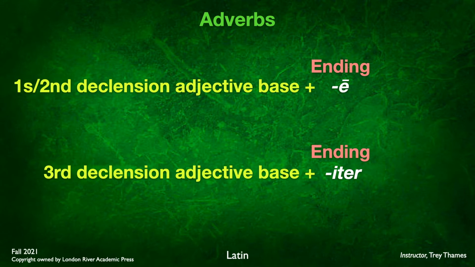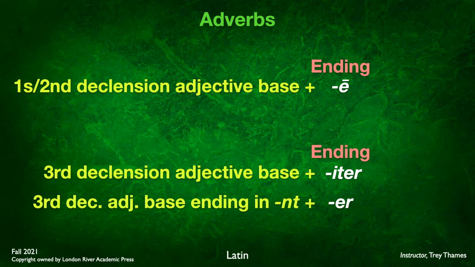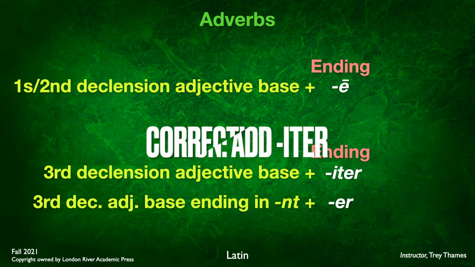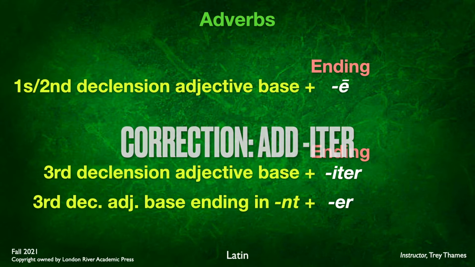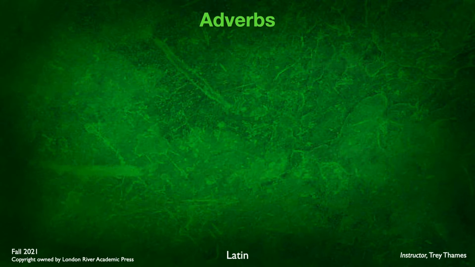Now for third declension adjectives, we're going to take the base and add -ter, T-E-R. Or if it's a third declension adjective that the base ends in an NT compound, then we're going to add -er instead of -ter. It wouldn't do well to have NT-T-E-R, so those two T's just coalesce and you end up with NT and then add the ER. All right, so either an E for first and second declension adjectives, or for third, it's either going to be -iter or -ter depending on what the base is.